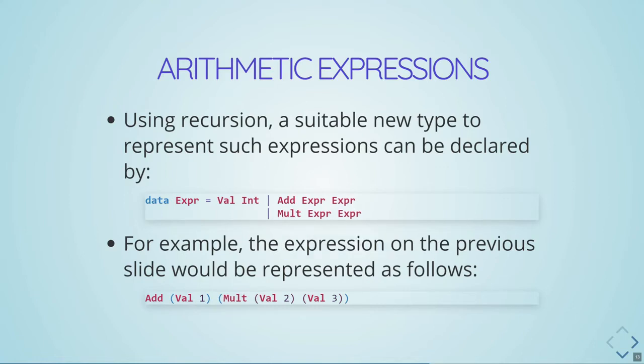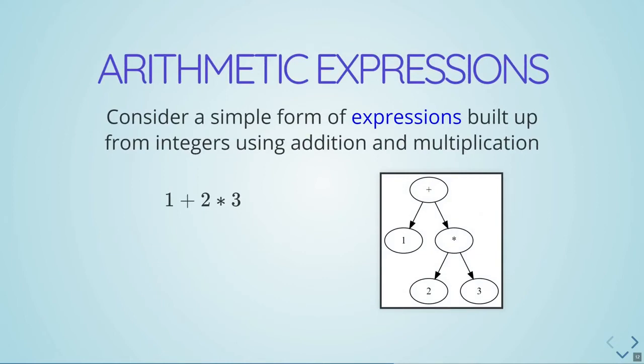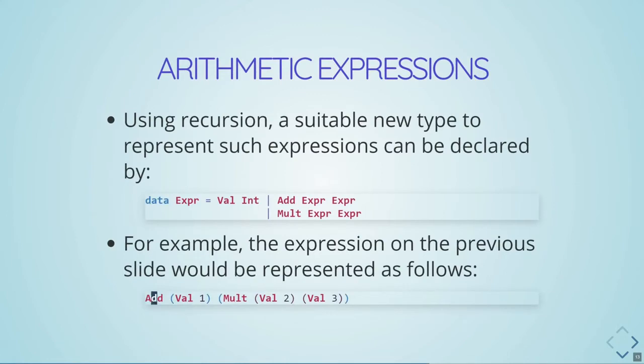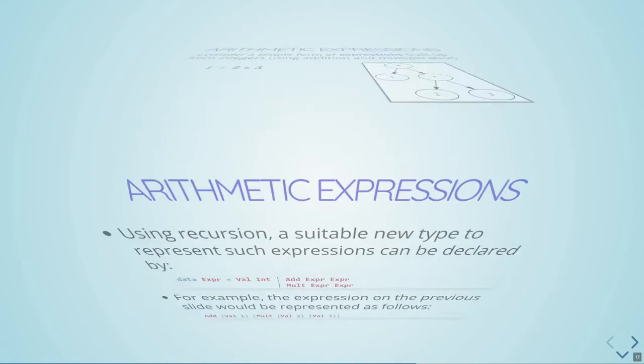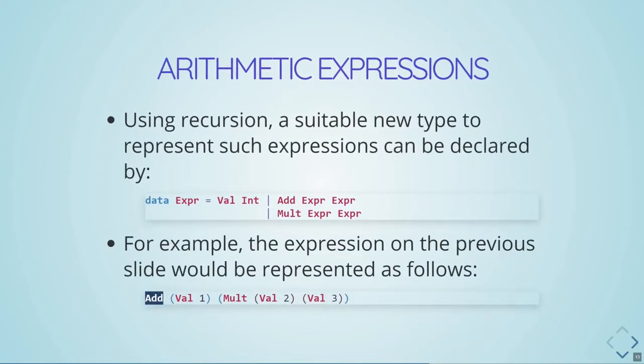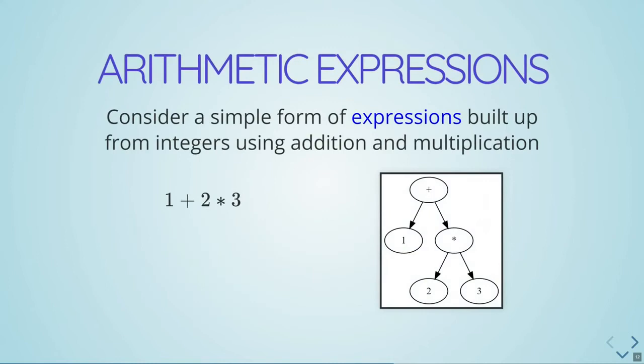So for example, we can use this data type to encode the previous expression, 1 plus 2 times 3, with the following value. We'll start at the top of this tree. The first operation is plus, and the left of that plus is 1. So we're going to have add, and the first expression that add takes is just going to be val 1. And the second expression that add takes is going to be this multiplication here.